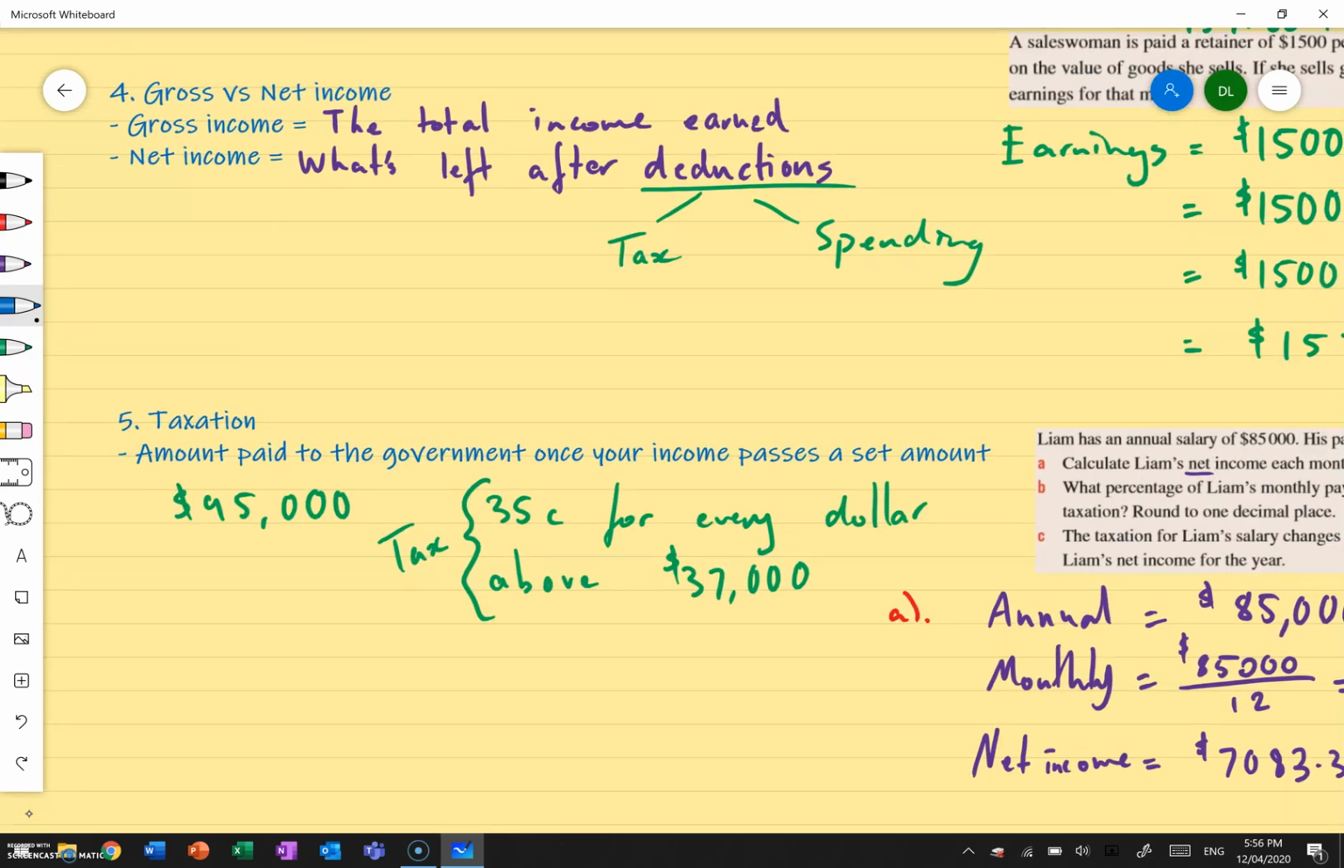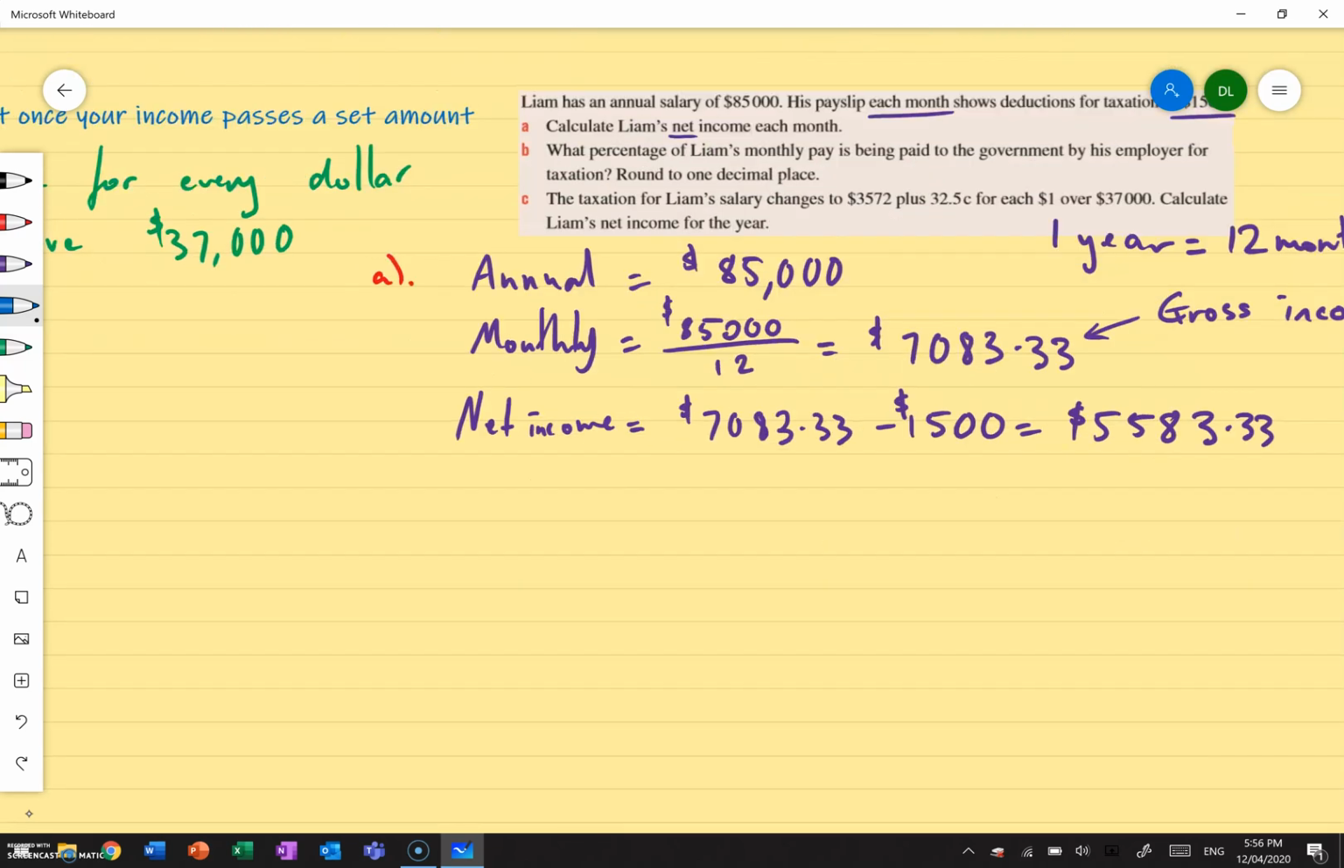Remember, I should probably write over here. Let's do it over here. Our net income equals gross income take away taxation or tax. So that's the formula. All right, so that's A done.